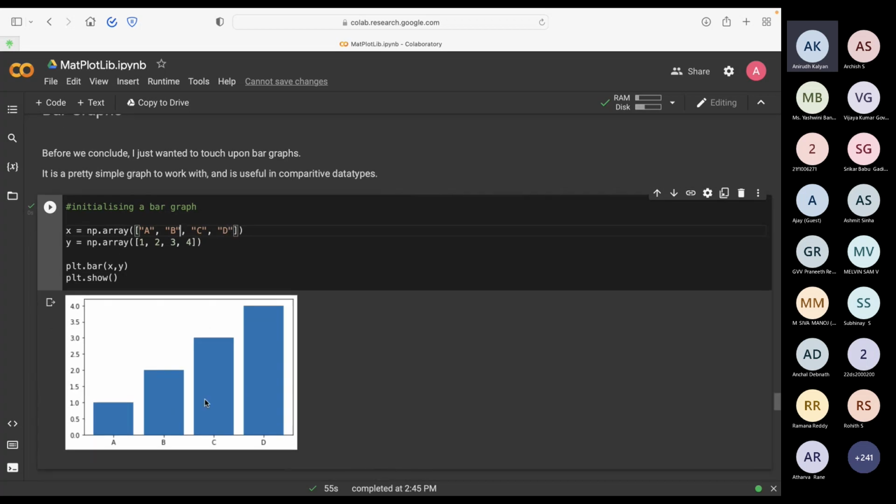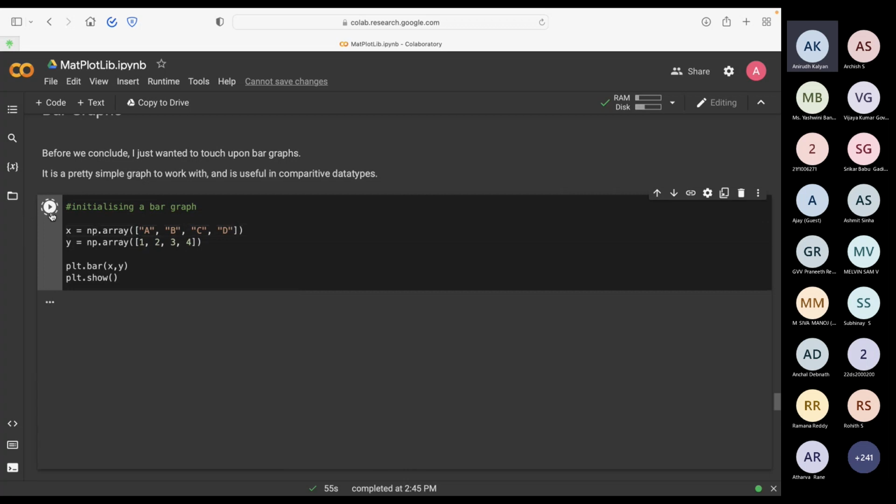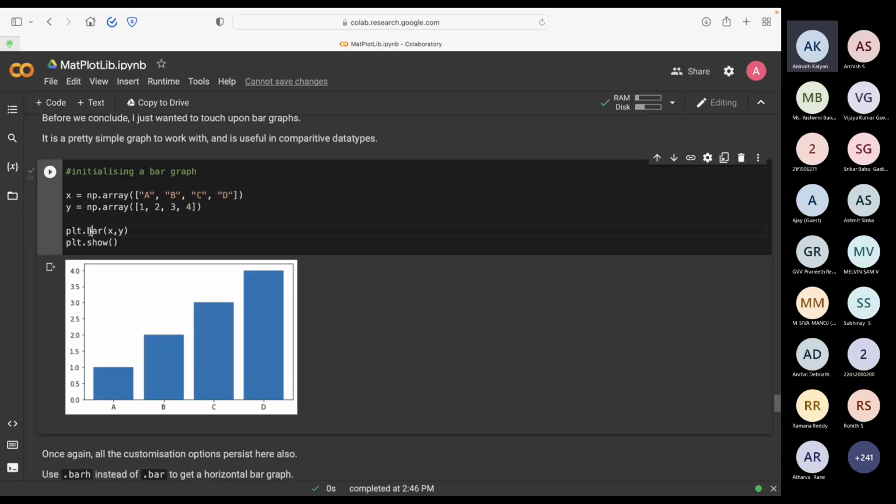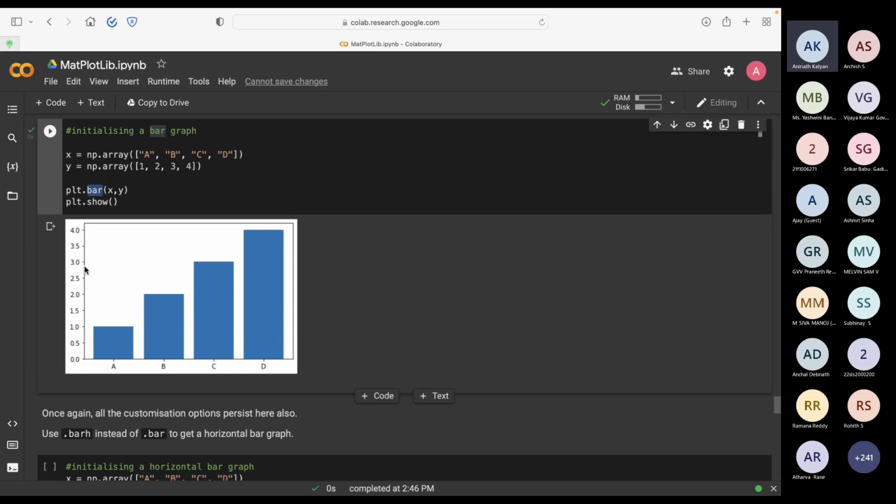So you can directly give them strings. So I'm giving A, B, C, D, 1, 2, 3, 4. And I'm showing the x bar. This is the key difference. I'm putting plt.bar. Before it was plt.plot, now it's plt.bar, and you're having a very simple value.